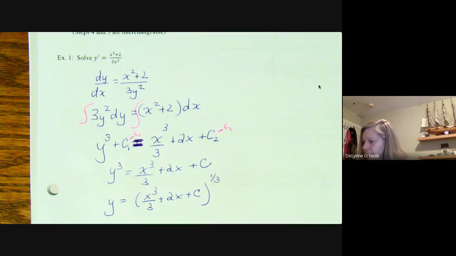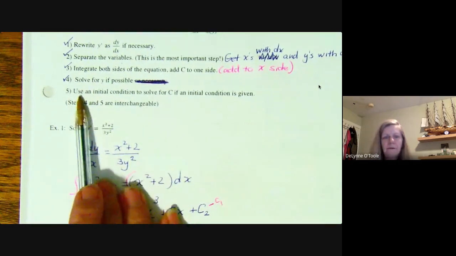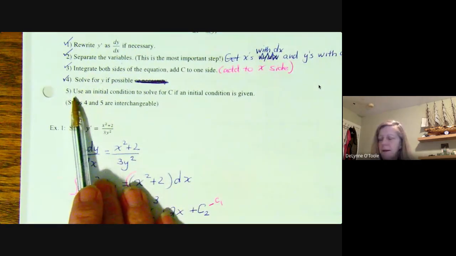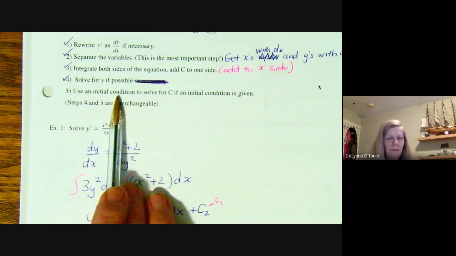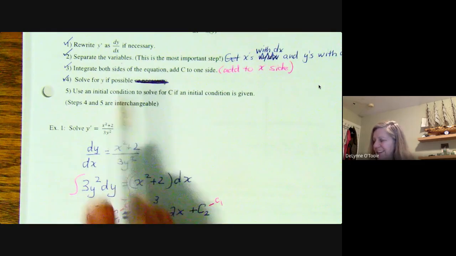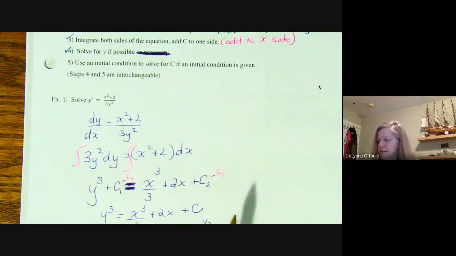Did we go through step 4? Yes, we went through step 4. All right, there is a 5th step, but we aren't going to do it on this problem because we don't have an initial condition. Initial conditions, you've seen them before, they have to give us a point, an x and a y value that satisfies the equation so that we can calculate what this c is. We'll do that in our last example of the day, example 4.